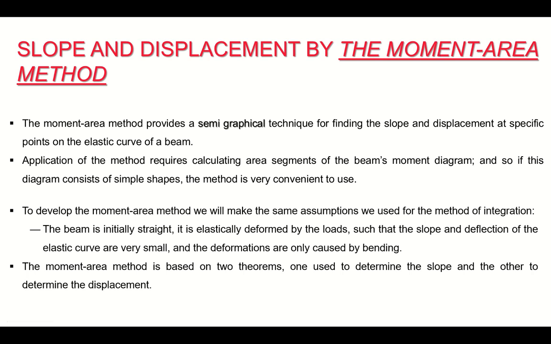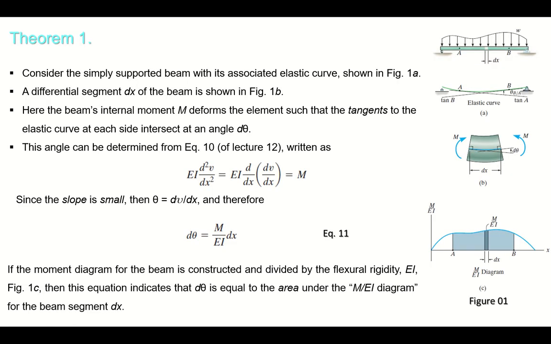previous one where we had to derive the bending moment equation and just double integrate it to solve, right? So the moment area method is a semi-graphical technique for finding the slope and displacement at specific points on the elastic curve of a beam. Application of the method requires calculating area segments of the beam's moment diagram, right? So you have to draw the bending moment diagram and then find the area of the bending moment diagram. There are basically two theorems involved in this method.